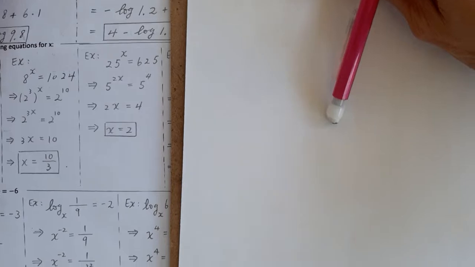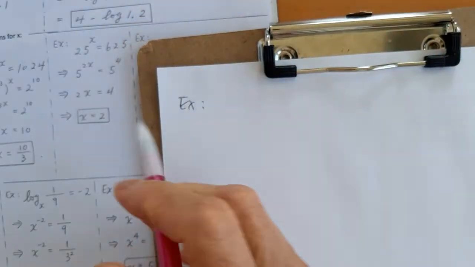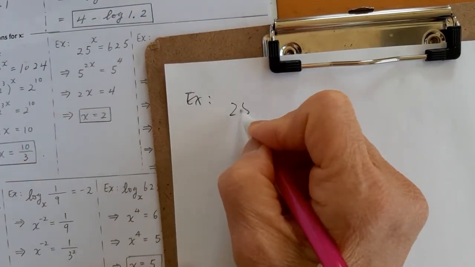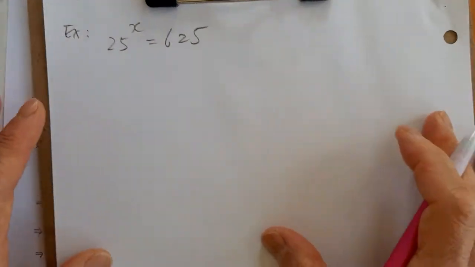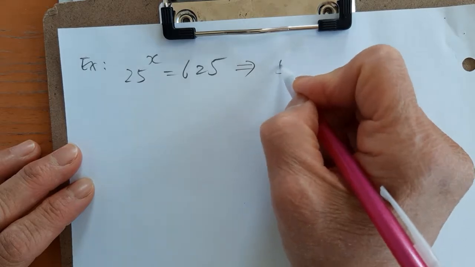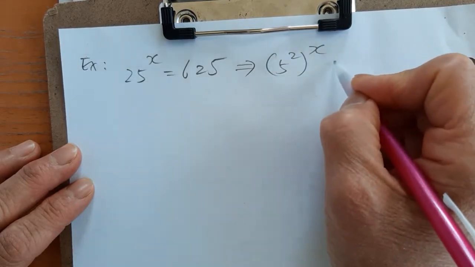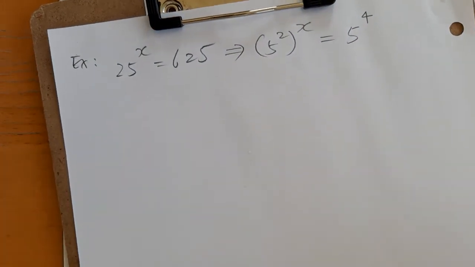Next, this is another example: 25 to the power x equals 625. So 25 is 5 squared, to the power x equals 625. It's 5 to the power 4.